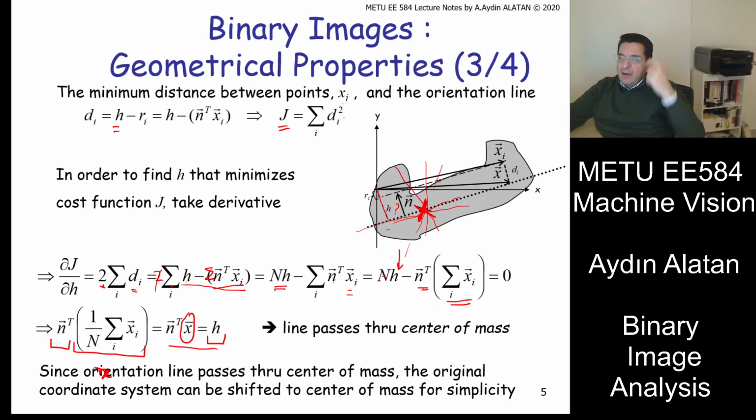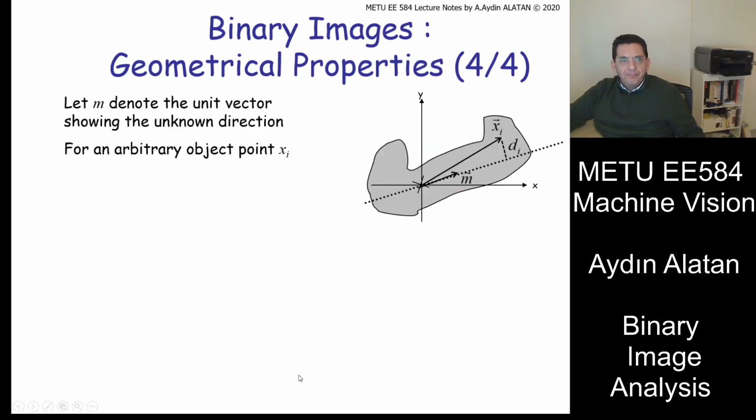Now what we're going to do from now on is shift the center of mass. For simplicity, life will be easier. Therefore, you have the data. Before finding any orientation line, you first take the center of mass, put the new coordinate system there, and you look for a line passing through the origin. Now let's find the angle, and let's see how we can do that.